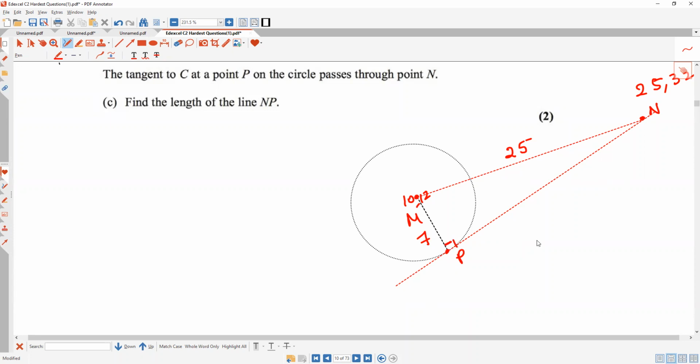It's the Pythagoras theorem. This is your hypotenuse, 25. This is your 7. This is your PN. Okay. Now find it. All of you understood the diagram? Yes. Everyone? So start doing it right now. Find the PN for me.